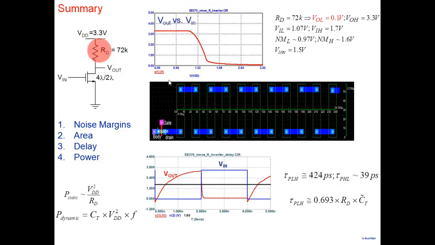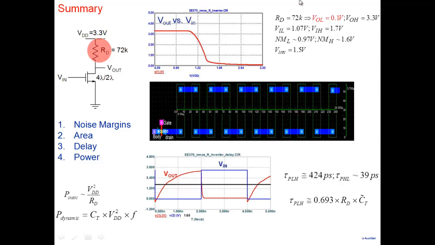So noise margins are here, area is here, delay is over here, and power is here. Power dissipation, again, static and dynamic. When I apply a 0 here, then the output is high, transistor is off, there is no current flowing, and there's no static power dissipation. But when I apply a high here, then this is low, and there's a static power dissipation, which is equal to VDD squared by RD. So there is a static power dissipation when the output is low. So this is a sort of summary of your very simple inverter.